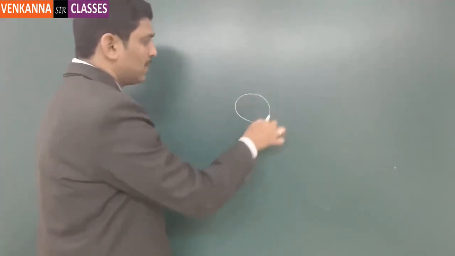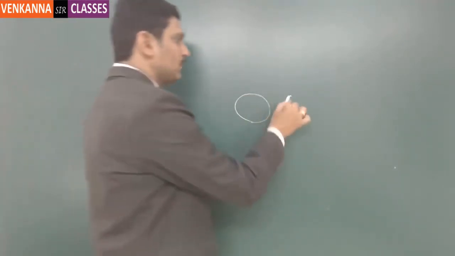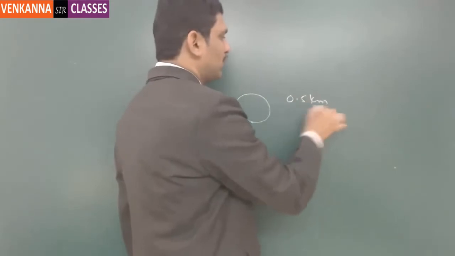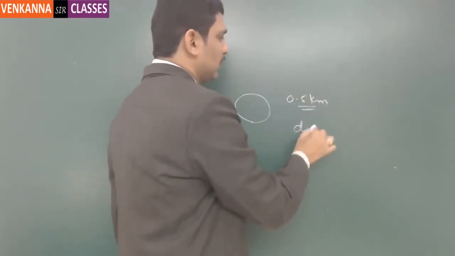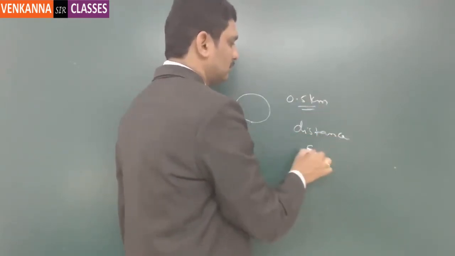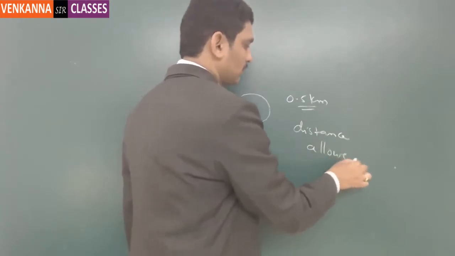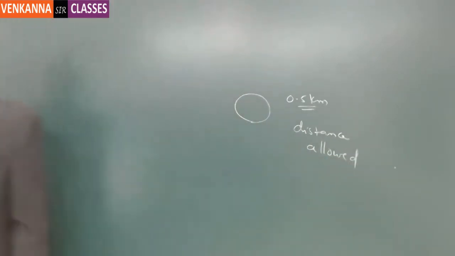Let me say, if you talk of distances, from a particular area, 0.5 kilometers distance is allowed. So what will be the choice of epsilon in this case? 0.5 kilometer. That's it. It varies from situation to situation.